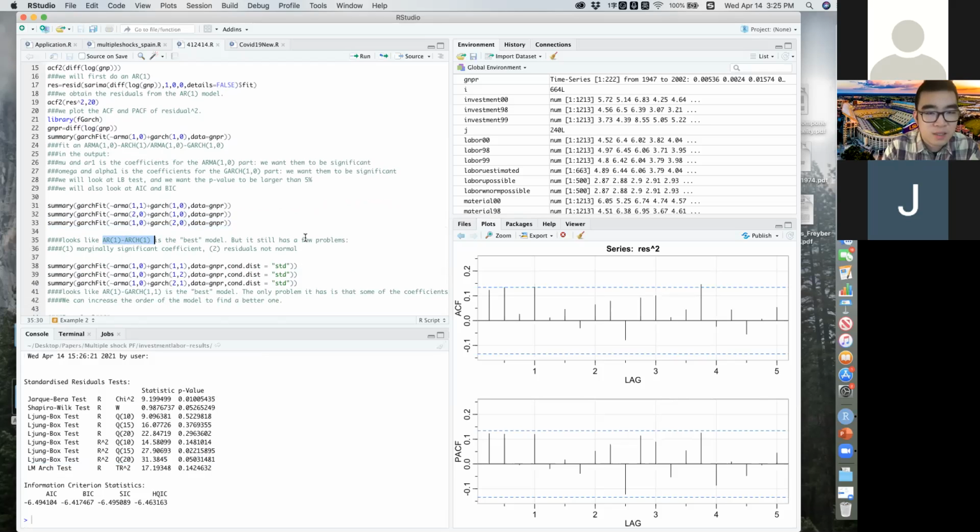But it still has some problems. As I said, it has a marginally significant coefficient and the residuals are not normal. So let's change another word. The LB statistic being significant means that the residuals are not normal. So the LB tests are significant. This implies that the residuals are not normal.